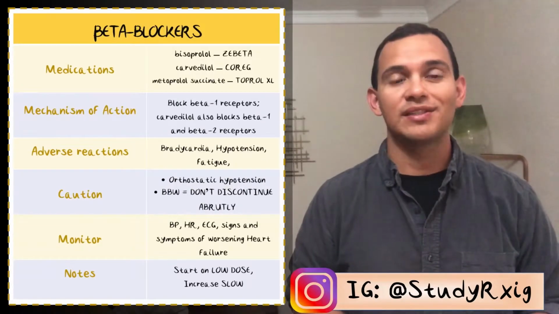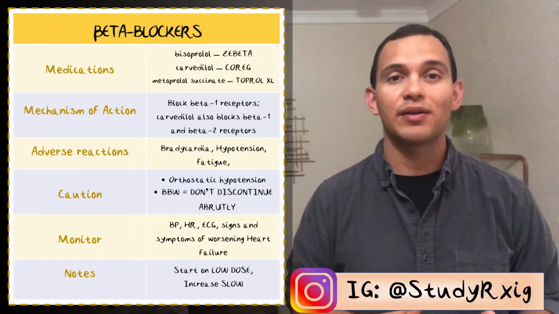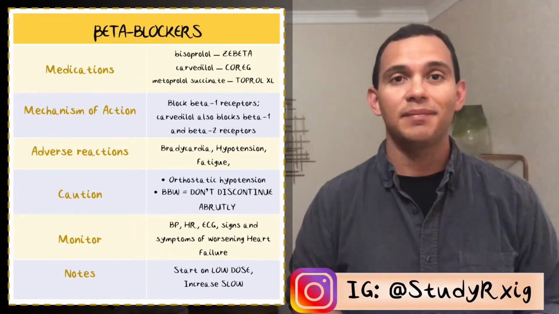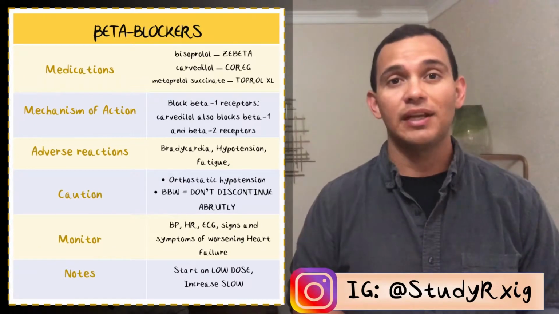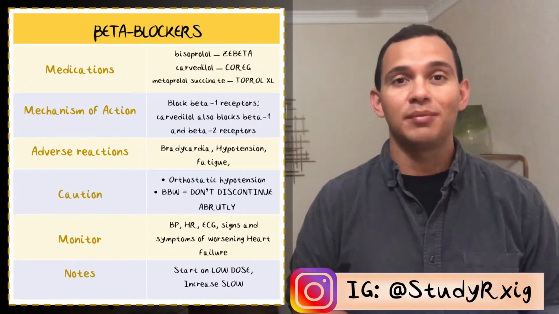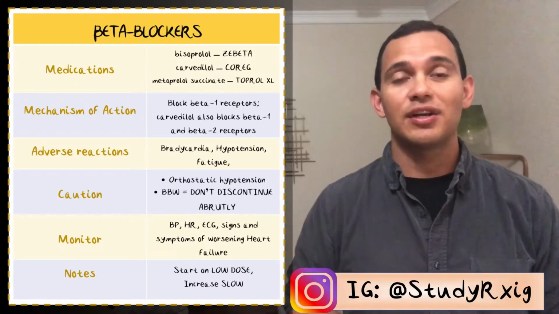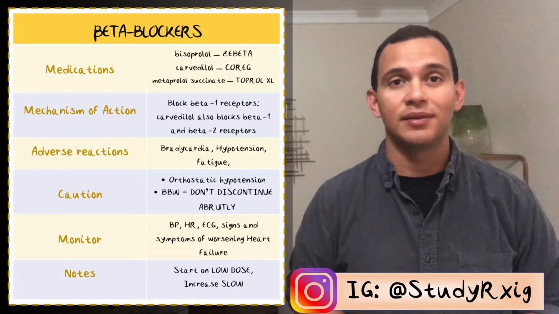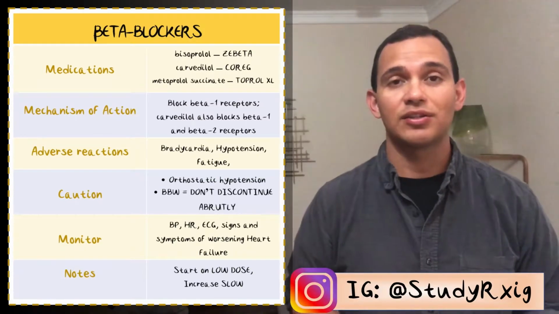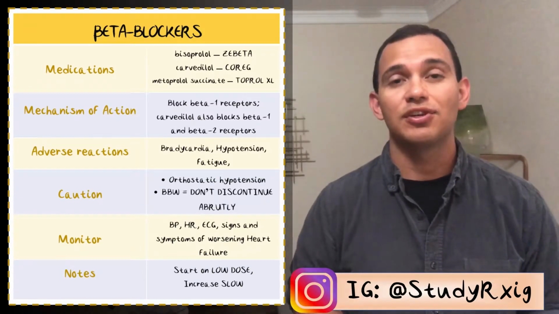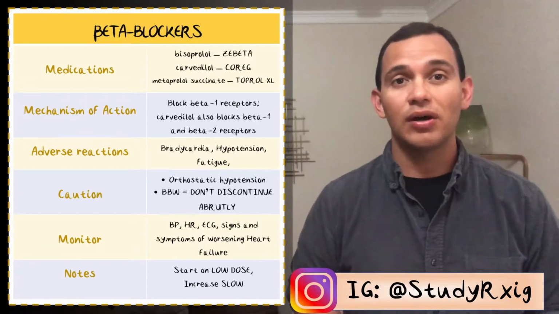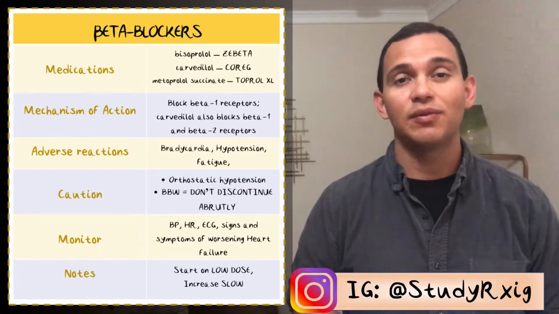Beta blockers should be considered in patients with previous myocardial infarctions, such as an MI, hypertension, and atrial fibrillation that require ventricular rate control. Bisoprolol is the generic for Zebeta, carvedilol is the generic for Coreg, and metoprolol succinate is the generic for Lopressor or Toprol-XL. The mechanism of action for these beta blockers will be to inhibit beta-1 adrenergic receptors. Carvedilol, however, will also block beta-2 and alpha-1 receptors.